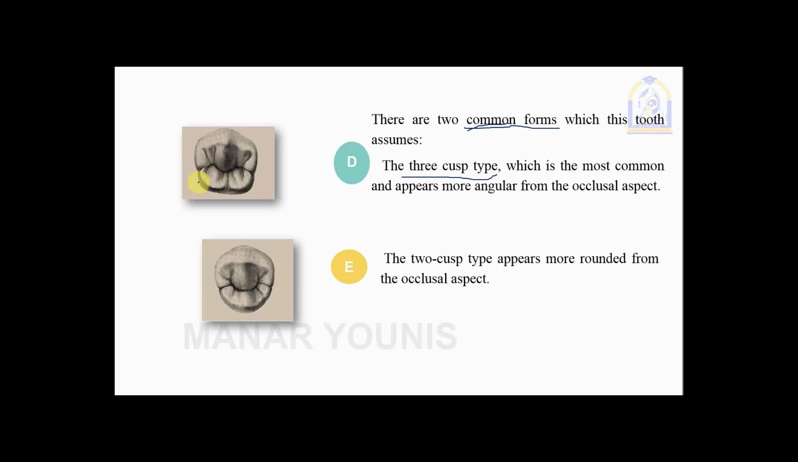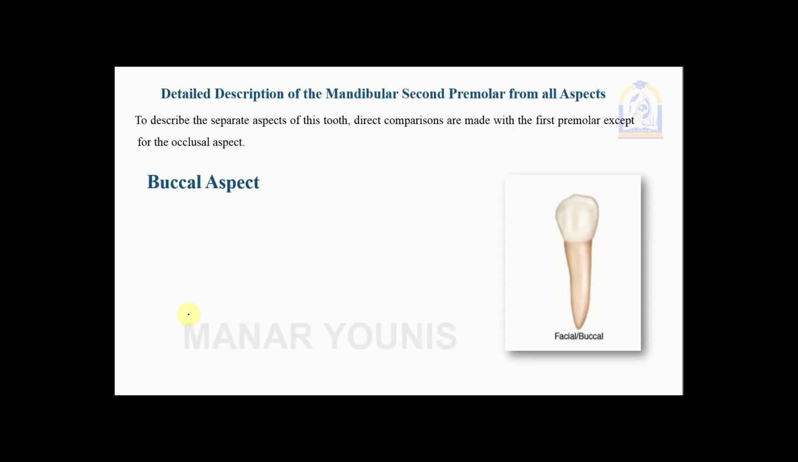Regarding the occlusal aspect, there are two common forms. The first is the 3-cusp type, which is the most common. This is the 3-cusp type. And the second is the 2-cusp type. The 3-cusp type is characterized by having a more angular occlusal outline due to the presence of two lingual cusps, the mediolingual and the distolingual, while the 2-cusp type appears more rounded from the occlusal aspect.